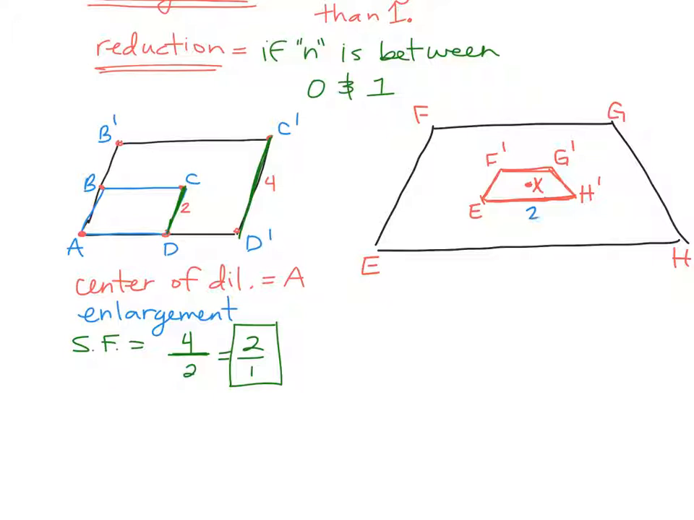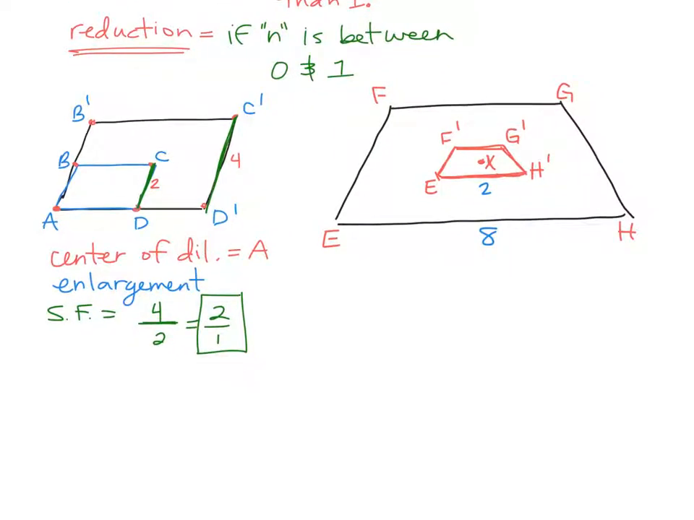So if E prime H prime has a length of 2 and EH has a length of 8, can you tell me your center of dilation? Where were we dilating from, essentially? X. Okay, so your center of dilation is X. Okay, is this an enlargement or a reduction? This is a reduction because your original, your EFGH, is the big one. The prime is the small one, so this is a reduction.